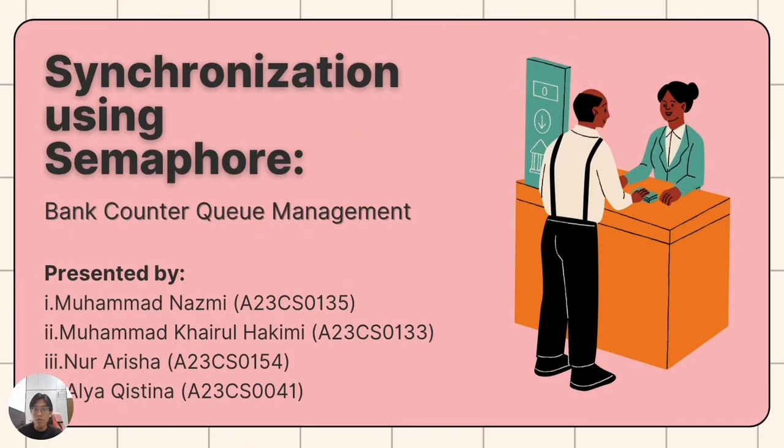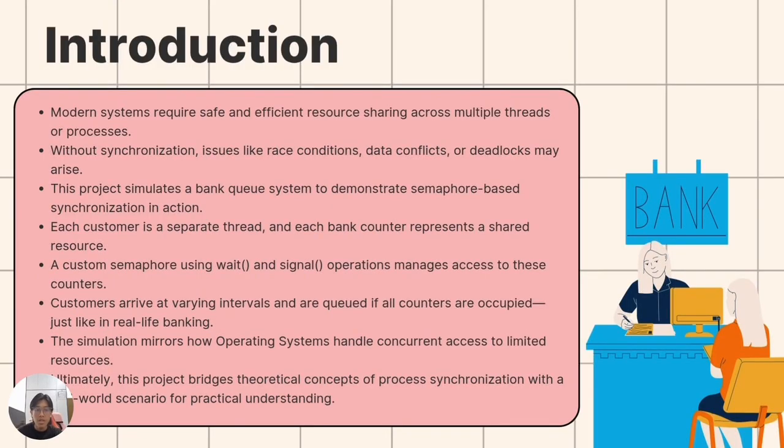Management. Alright, now we move on to the first part, which is the introduction. Modern systems require safe and efficient resource sharing across multiple threads or processes. Without synchronization, issues like race conditions, data conflicts, or deadlocks may arise. This project simulates a bank queue system to demonstrate Semaphore-based synchronization in action.